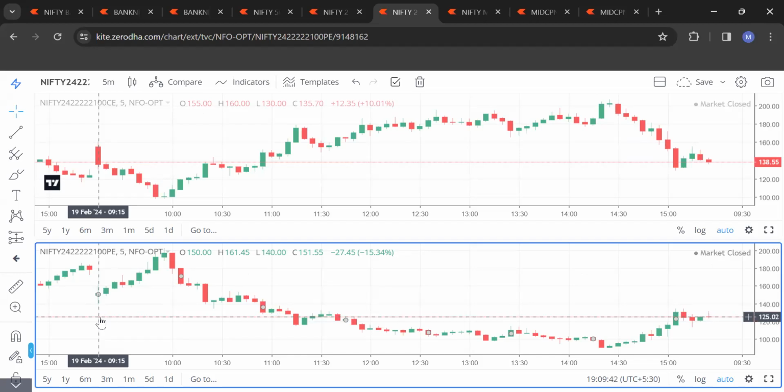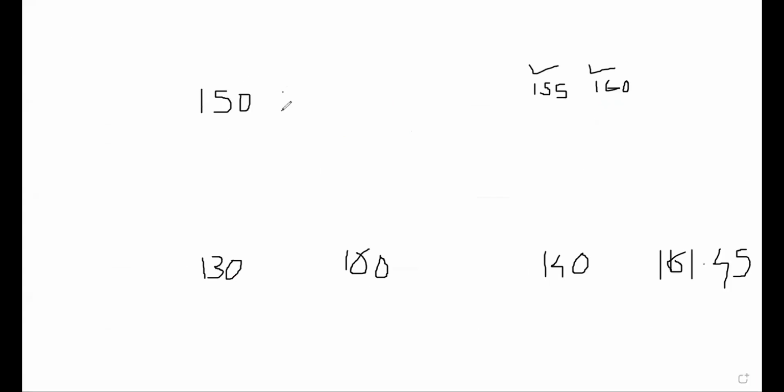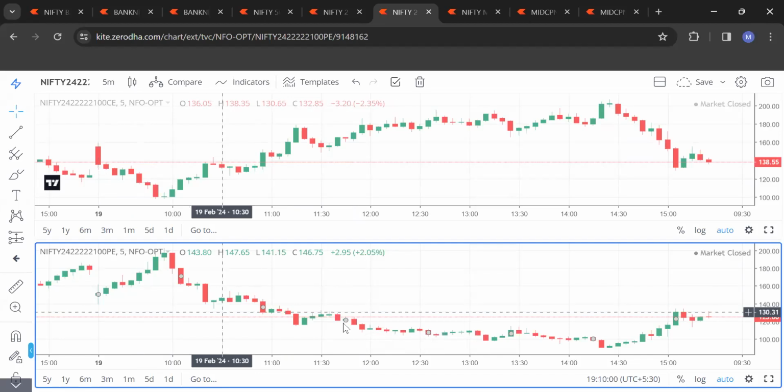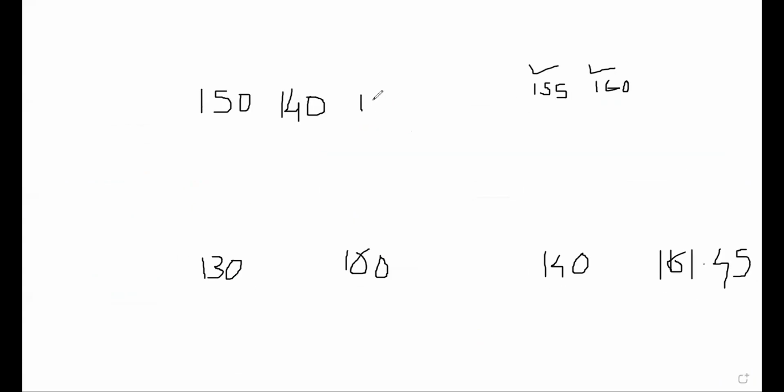140 and 150, 155. Now see 140 is between that. So 140 is also a common point. And close is 150, 155. So 150, 155 also is a common price. So we found two prices from call common into put and three prices from put common into call. So basically this is a candle where we can find a common price. It's as simple as that.